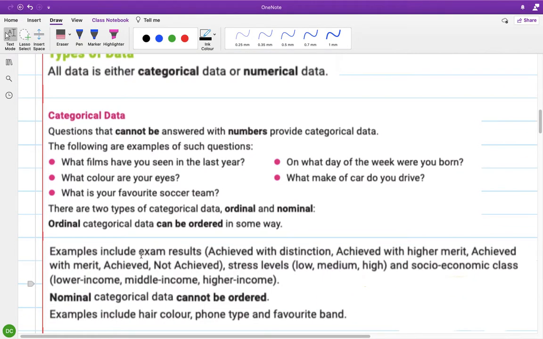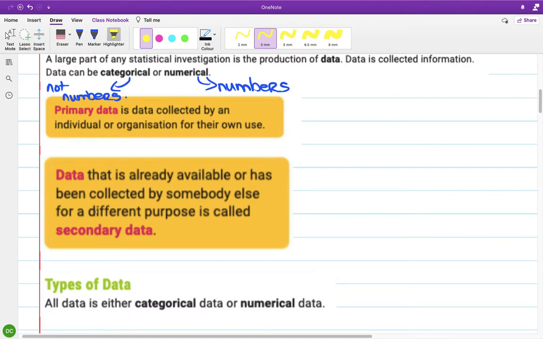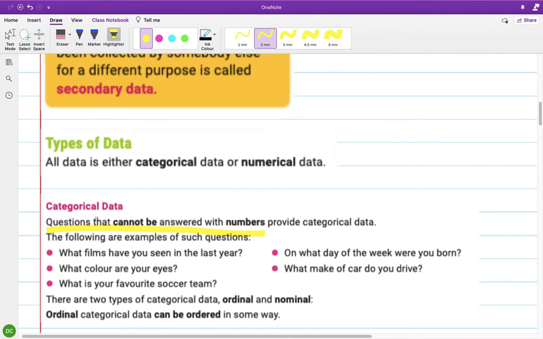So categorical. Questions that cannot be answered with numbers. So again, like I said, it's not numbers. Okay, so categorical data is when it's not numbers. There's a couple of examples here. You don't need to take any of this down. So all you need is what's primary data, what's secondary data, and now what's categorical data. So questions that cannot be answered with numbers.